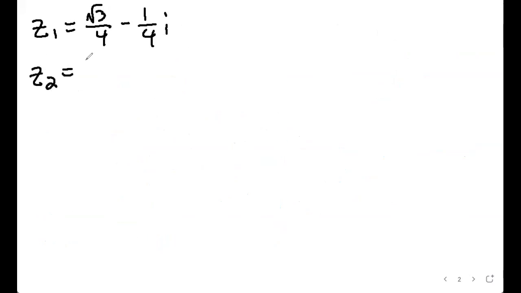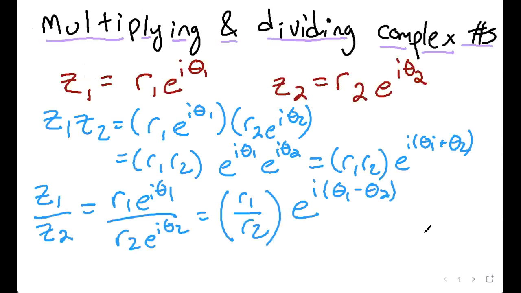And so as an example of this, let's suppose that Z1 is square root of 3 over 4 minus 1/4 i. And suppose that Z2 is 2 plus 2 square root 3 i. And so what we're going to do is let's find Z1 times Z2. Let's do Z1 divided by Z2. And we want to do this using these exponential forms that we just looked at.